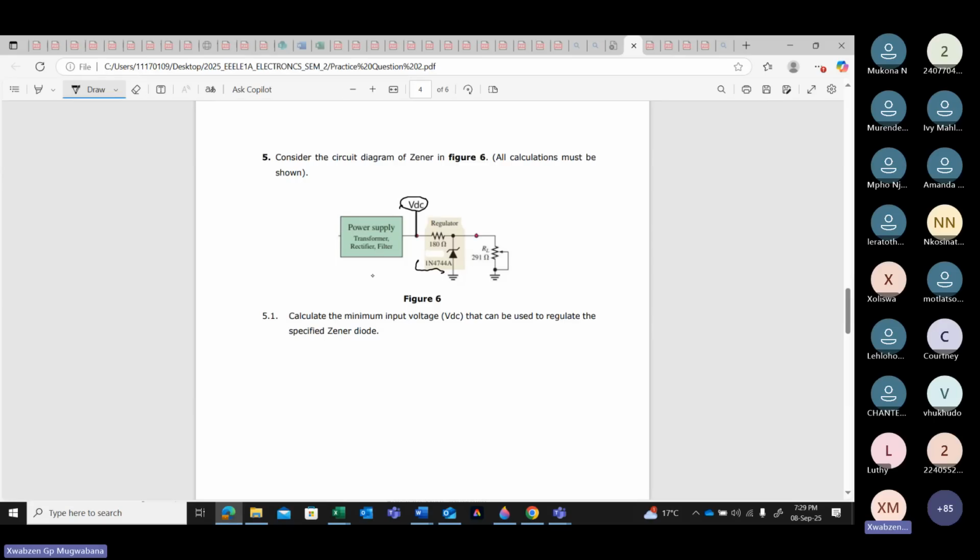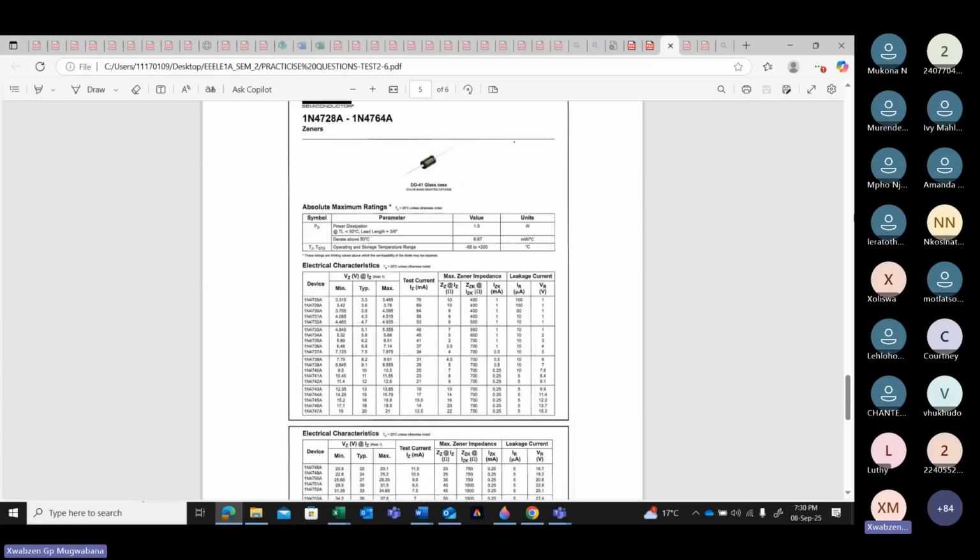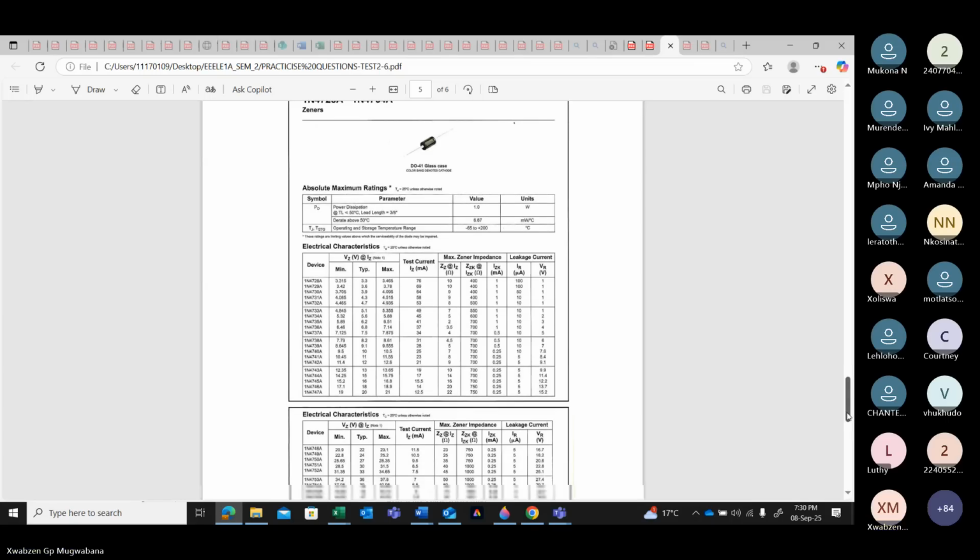For me to find the minimum input voltage, that is when the Zener is at its lowest point. When the Zener is at its lowest point, what does it mean? It simply means that at IZK, the Zener is at its minimum operational point. Now I am given the Zener part number, so I need to find the Zener part number. Somewhere here, I've got my Zener data sheet.